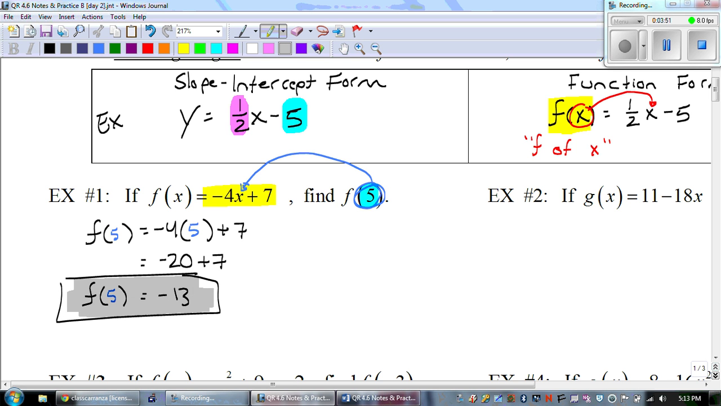Once we get everything by itself on the right-hand side, we stop. We don't move anything else. F of 5, this part, stays the same. We don't do anything with that 5. We don't try to get the f by itself. We're saying that every time I plug a 5 into this function, we would get -13. And that's it. That's all we want.